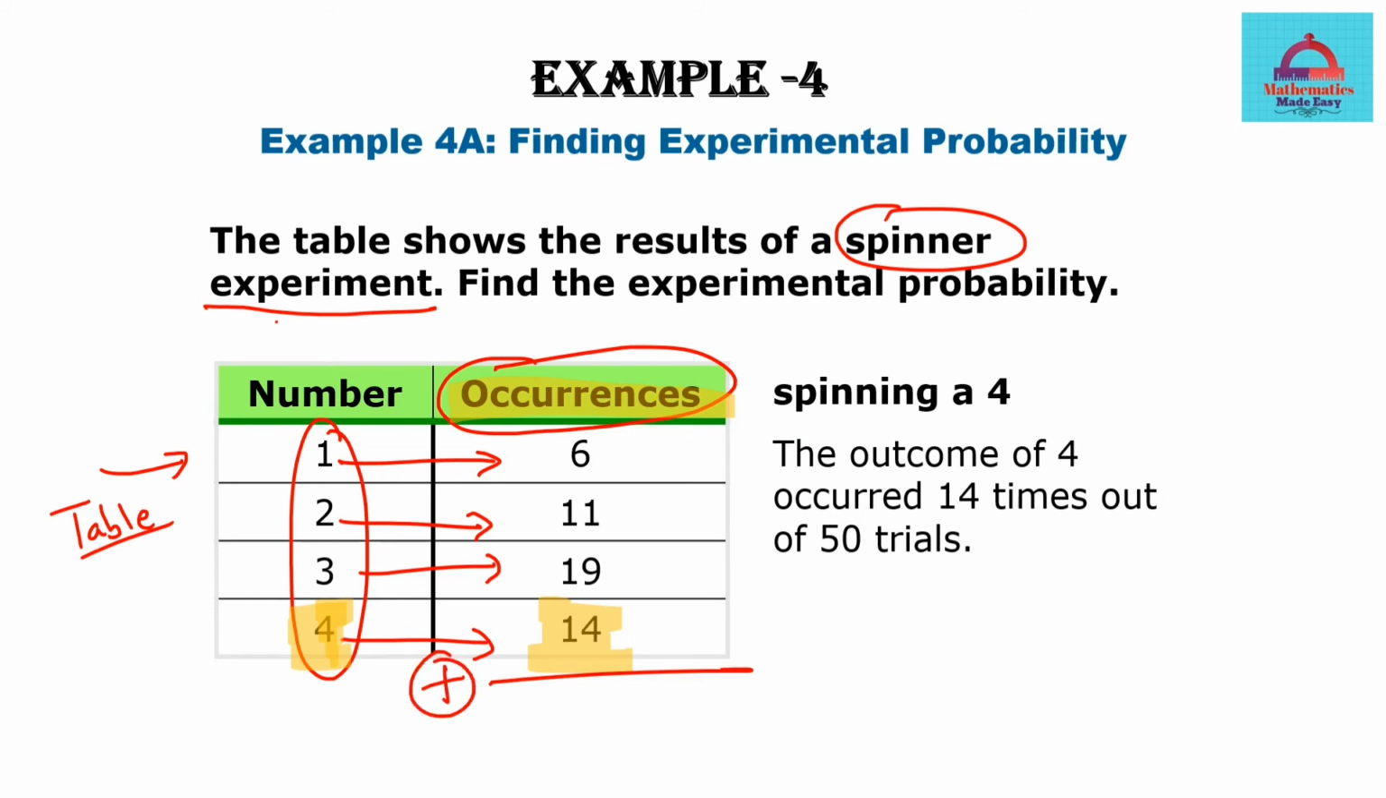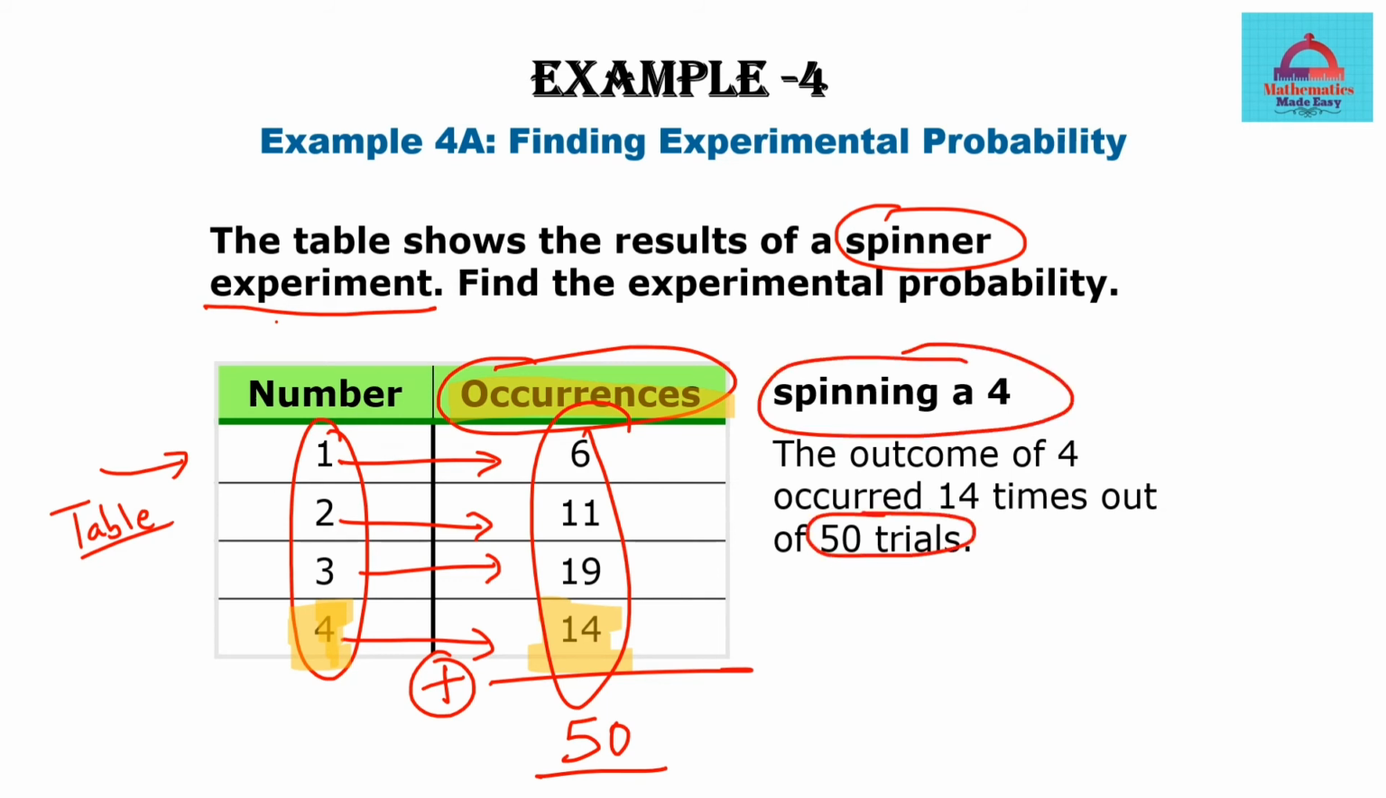We are going to add all these numbers which you see, 6 plus 11 plus 19 plus 15, to get the total number of trials. So this will come out to be 50 trials. So out of a total of 50 trials, number 4 is coming on the spinner 14 times. So the favorable outcomes are 14 out of 50.